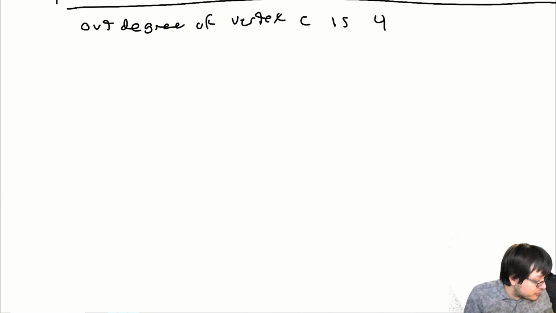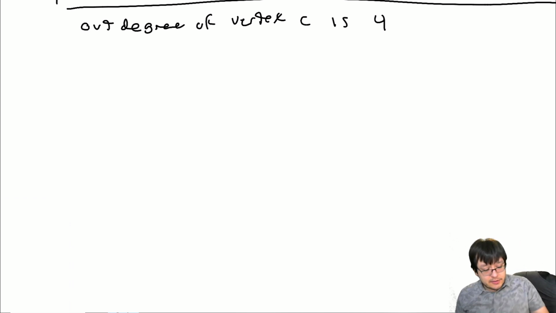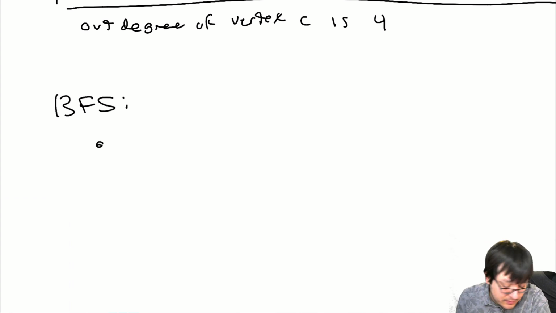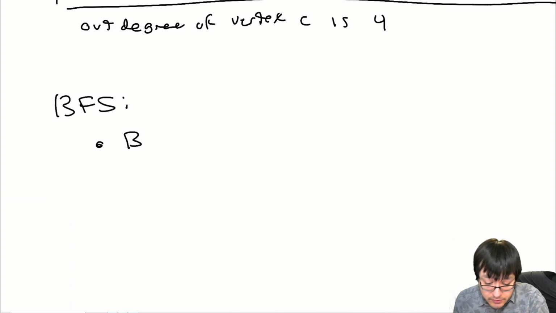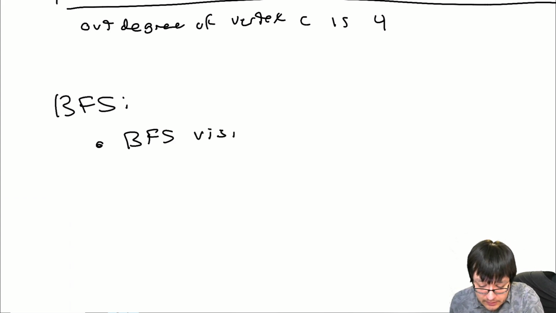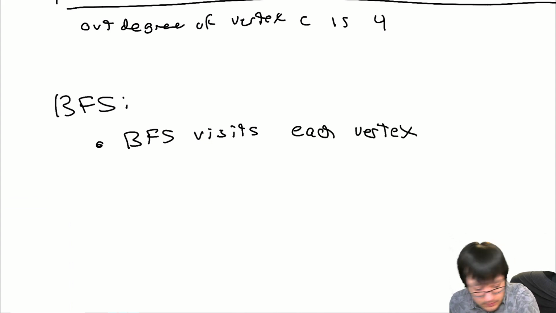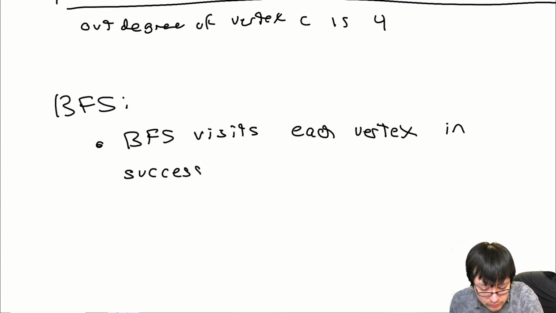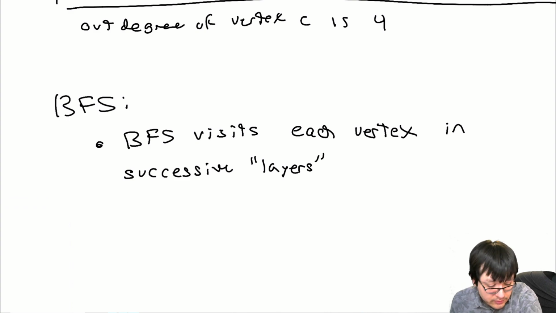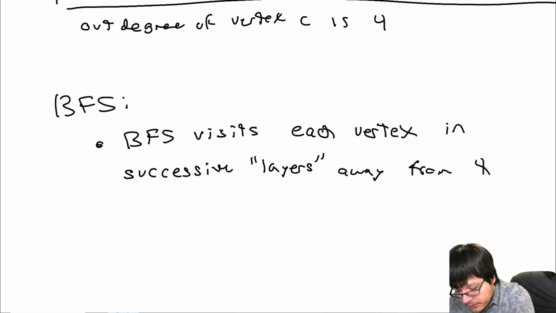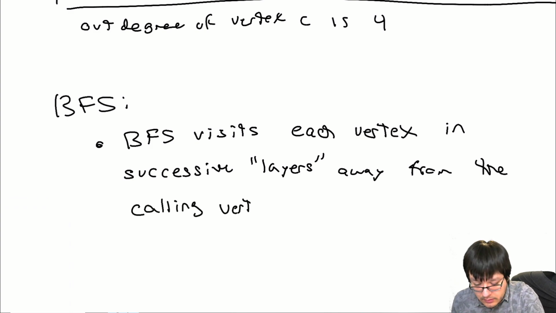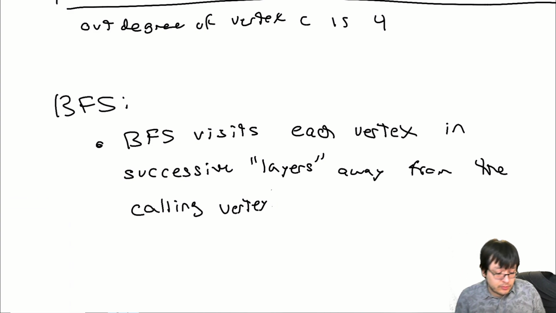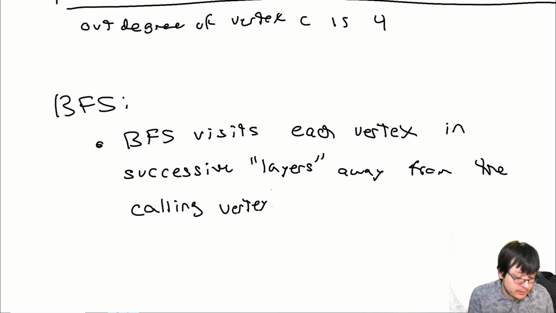Anyways, breadth first search. All right, so here's what I have for this. BFS stands for breadth first search, which is what we're doing. So BFS visits each vertex in successive layers away from the calling vertex. And then I have some code, which I can show you, or you can just Google it on GeeksforGeeks on how to do that, since we're not actually implementing it.